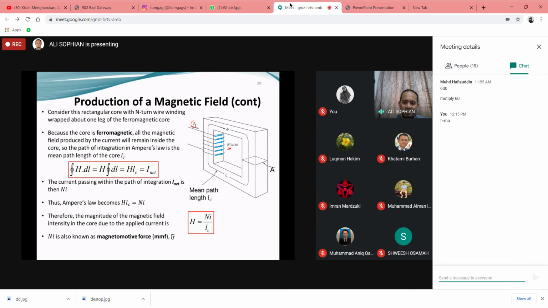If you have a coil like this, if you look at the screen, you'll get a magnetic field in this direction, basically. But here, because the coil is wound on a leg of this ferrite core, a ferromagnetic core, the magnetic field generated will tend to stay inside the core.